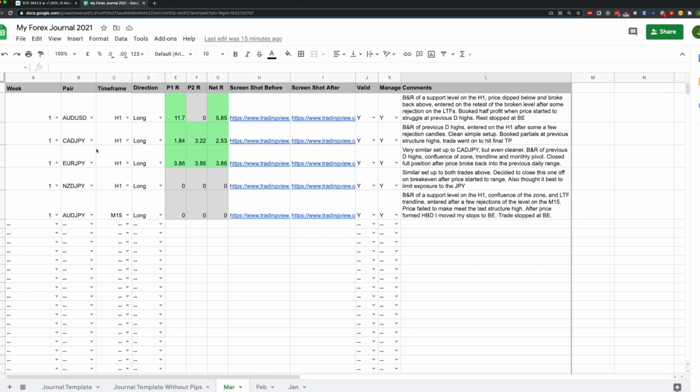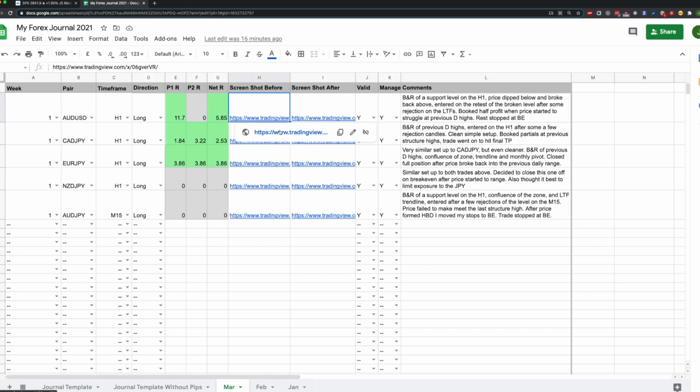So the first trade for the week was on AUDUSD. It was taken on the 1 hour time frame. It was a long position and it's a simple setup, right? So break and retest of a support level on the H1. Price dipped below the level, breaking back above. I entered on the retest of the broken level after some rejection on the lower time frames. Booked half profit when price started to struggle at previous daily highs. The rest was stopped at break even.